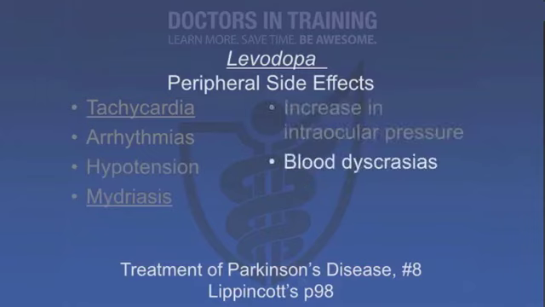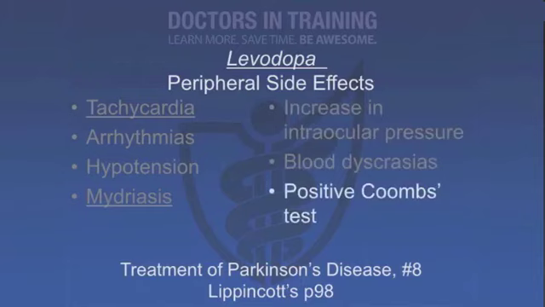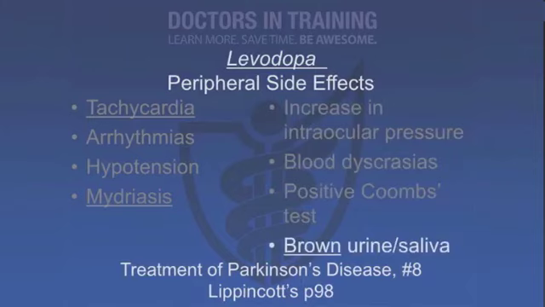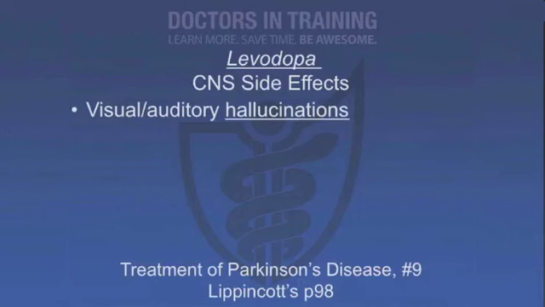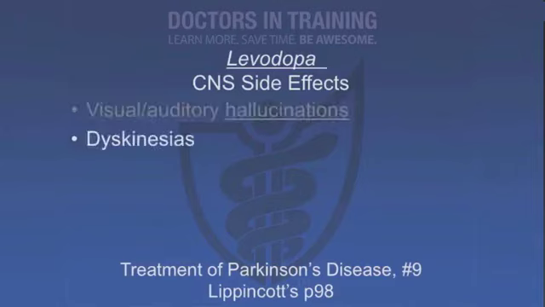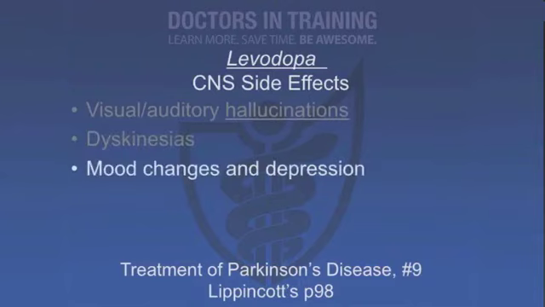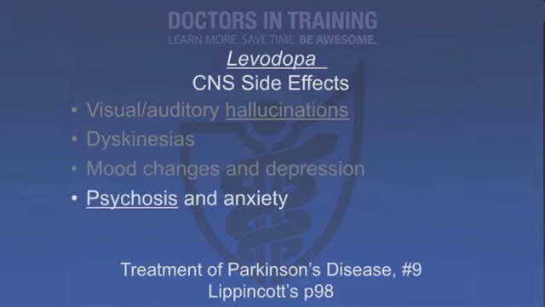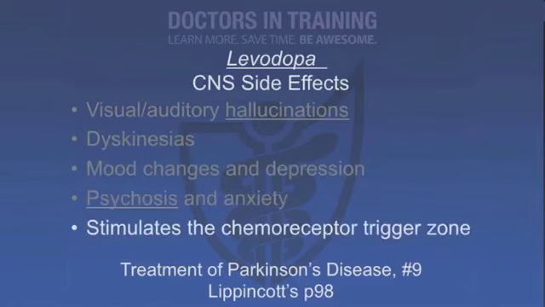Levodopa can cause blood dyscrasias. It can cause a positive reaction on the Coombs test occasionally. It'll also cause a patient's saliva and urine to turn brown because of melanin pigment that's produced from catecholamine oxidation. Levodopa can also cause a lot of CNS effects. It can cause visual and auditory hallucinations. It can cause dyskinesias or movement problems, sort of the opposite of Parkinsonism, where you have more movement than you want to. Levodopa can cause mood changes and depression, also psychosis and anxiety. Levodopa will also stimulate the chemoreceptor trigger zone of the medulla and cause anorexia, nausea, and vomiting.